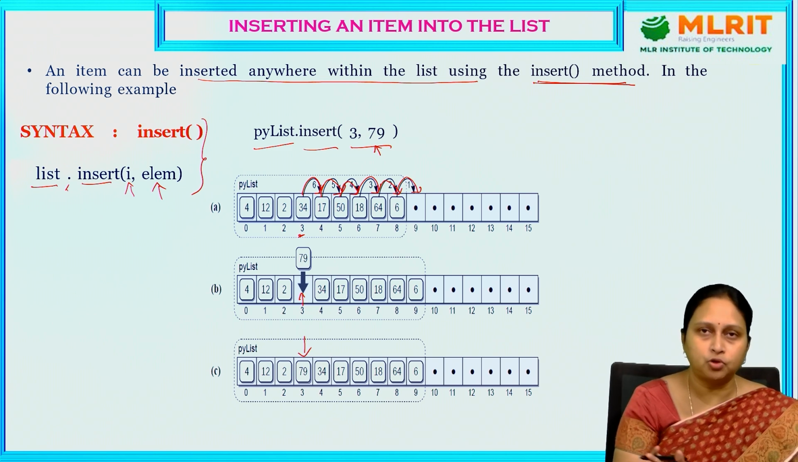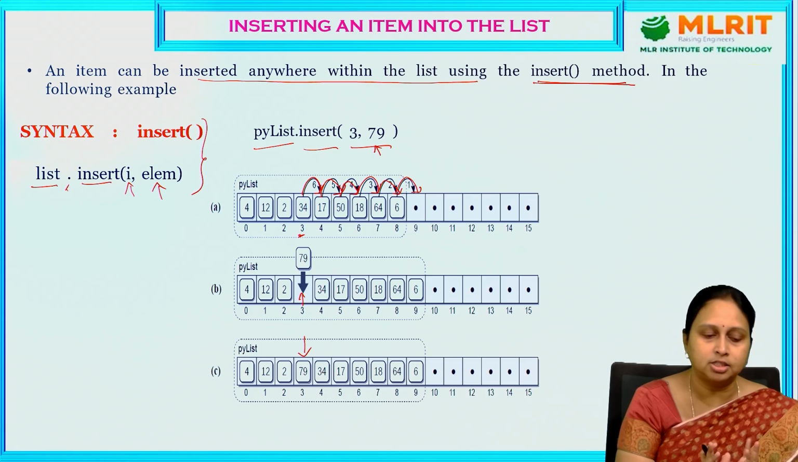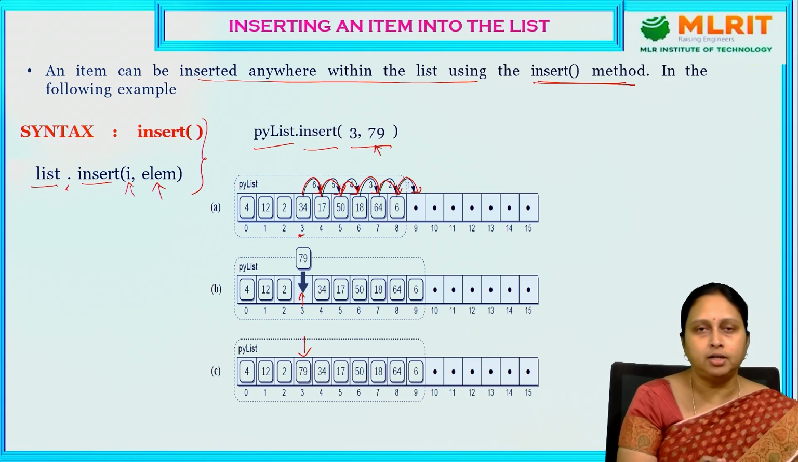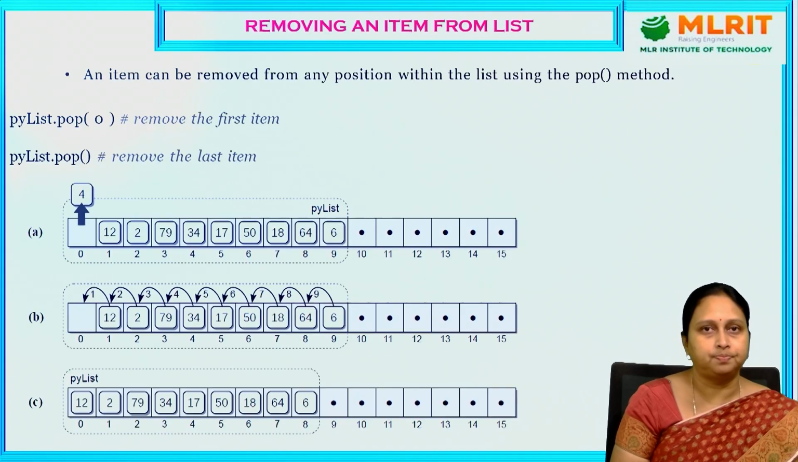First we need to shift all the elements, then allocate the space at the index where you want to insert, and then we insert that particular element. If you want to retrieve it, you can retrieve it and display it also after insertion.